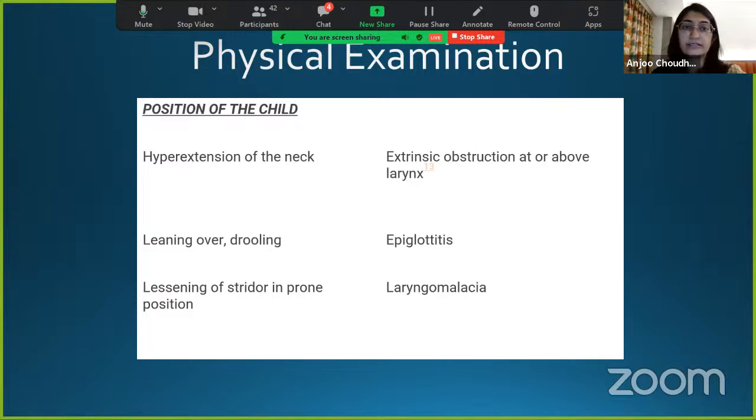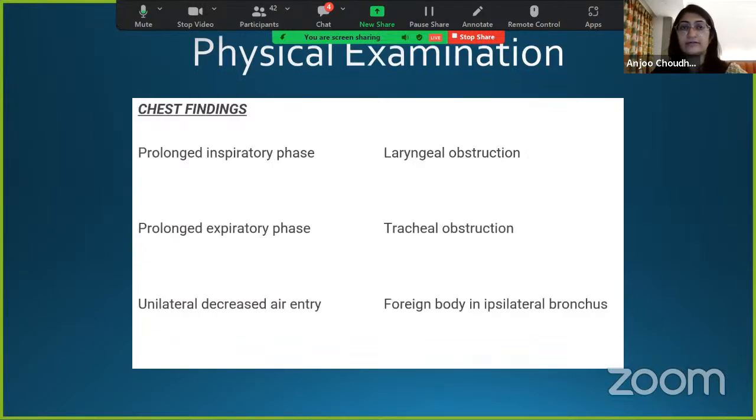On auscultation, if you get an inspiratory loud sound, and of course not just the chest, we would also like to examine the neck, then it will be a laryngeal obstruction. A prolonged expiratory phase means a tracheal obstruction, and one-sided decreased entry we all know is foreign body aspiration.